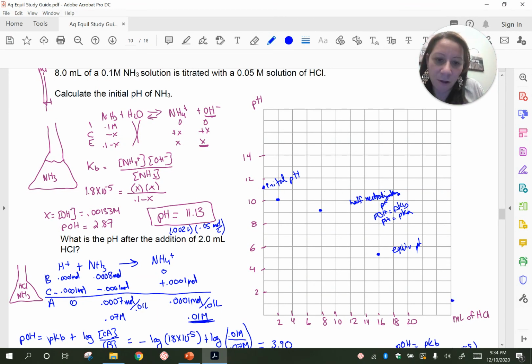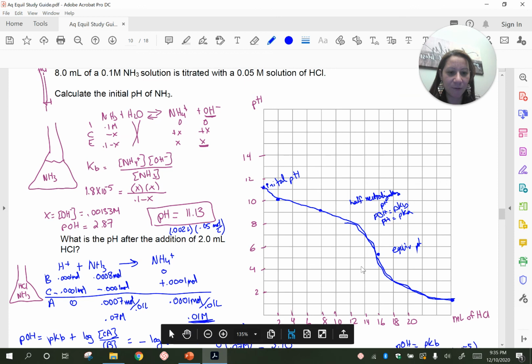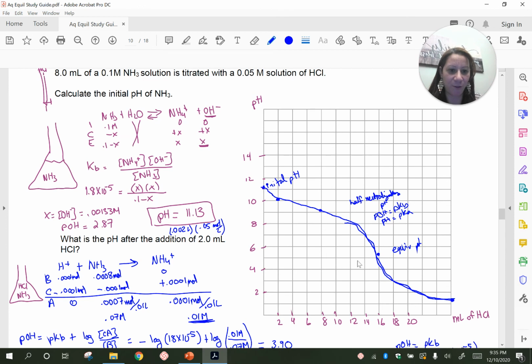So now let's draw our curve. I'm sorry, I'm not very good at drawing, but it kind of looks like that. You can see, because this is strong, this is a little bit sharper, and this is weak, so it's a little bit curvier here.